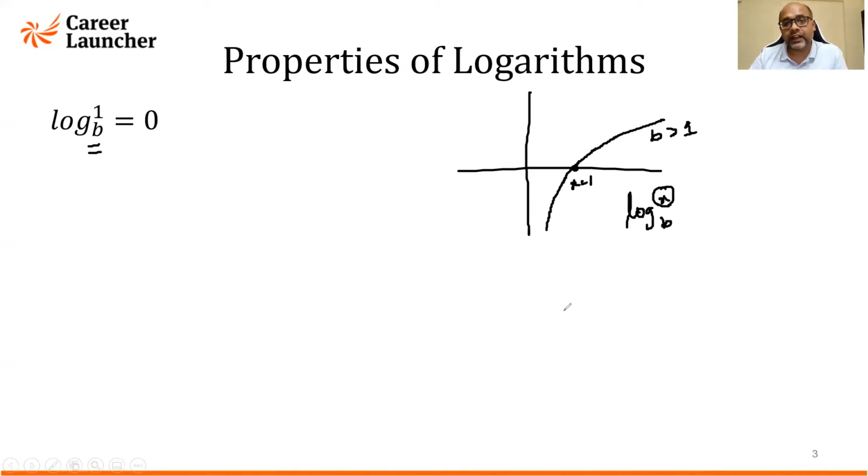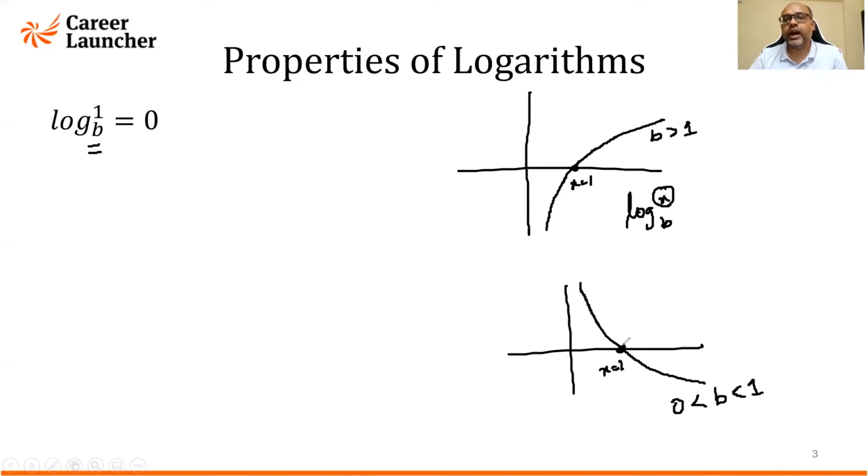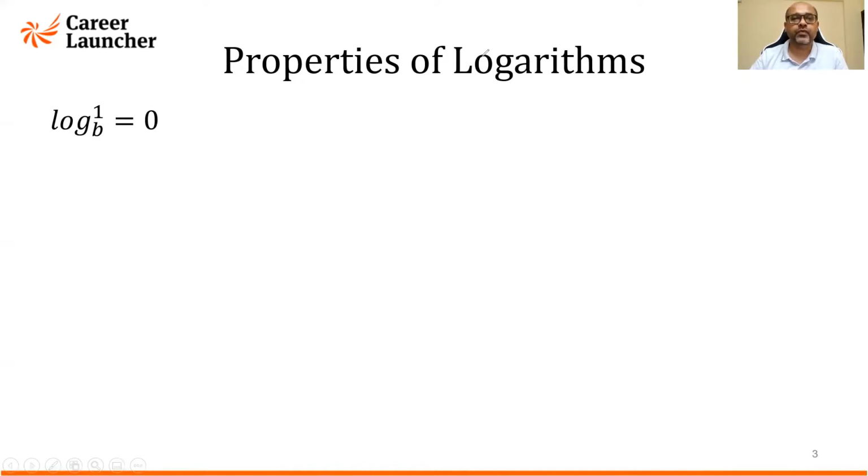Even if you remember the graph of base b less than 1 but greater than 0, here also at x equal to 1, you had your answer becoming equal to 0. So log of 1 to any base is always 0, right?